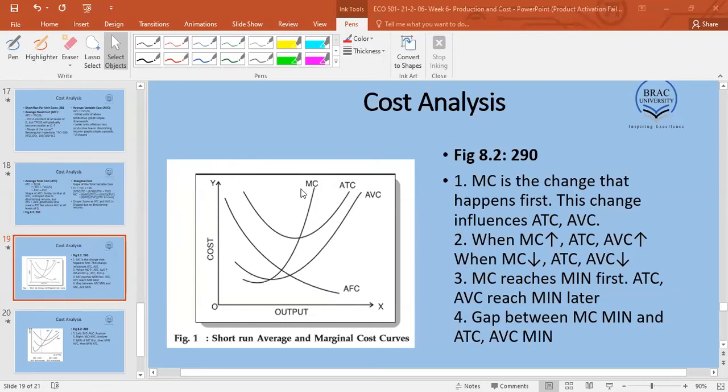What about the marginal cost? Isn't marginal cost also going to be U-shaped?